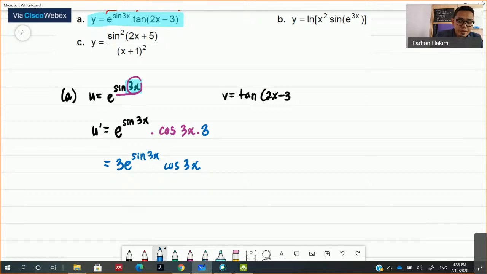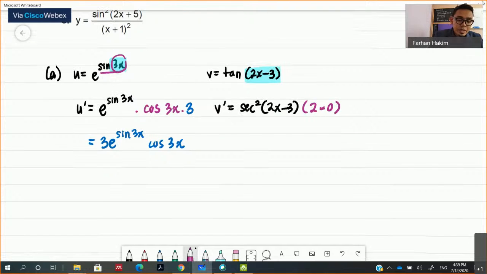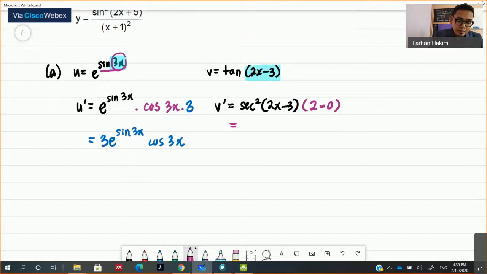Now we're going to differentiate v, so v prime will be, differentiating tangent will give us secant square. Secant square of what? Secant square of 2x minus 3. But we are not done yet because we have to differentiate the one in the bracket. So we differentiate 2x minus 3. Differentiating 2x will give us 2, and differentiating 3 will give us 0. All right, so we can simplify this to be 2 secant square of 2x minus 3.